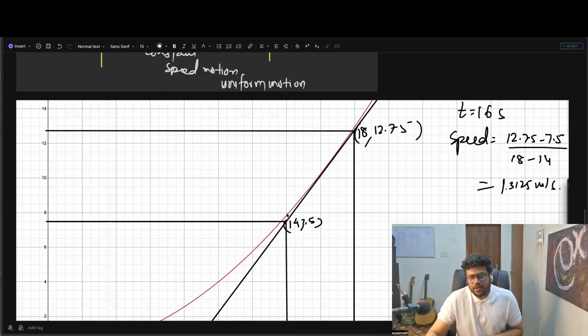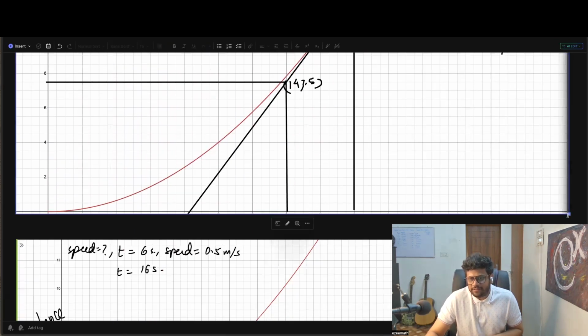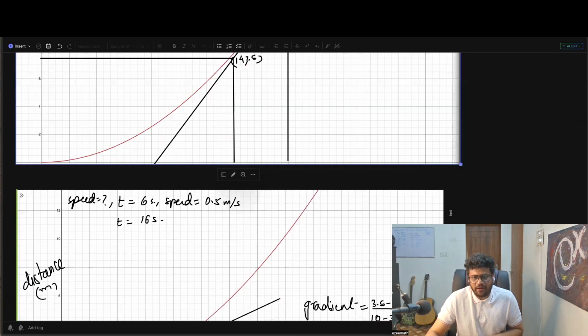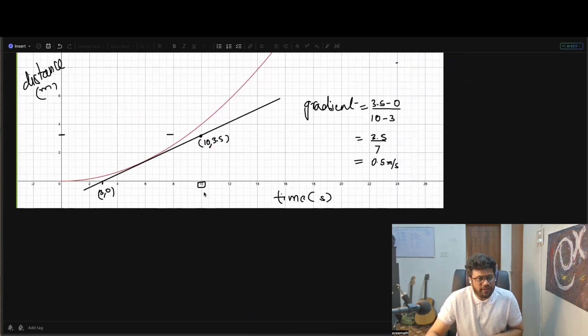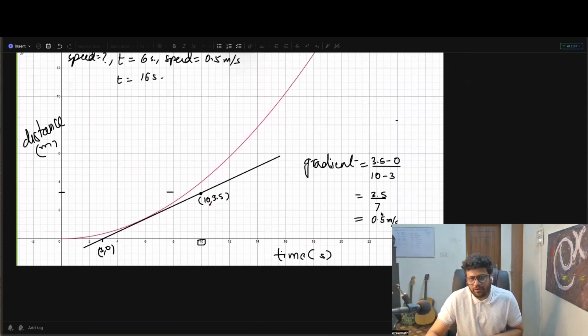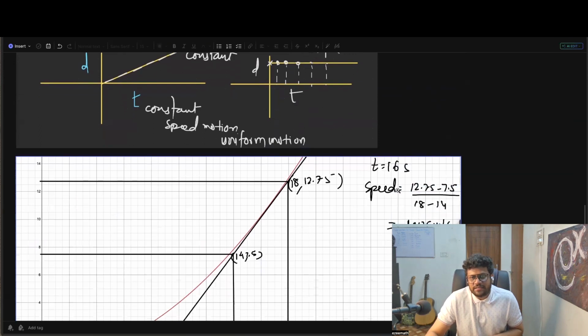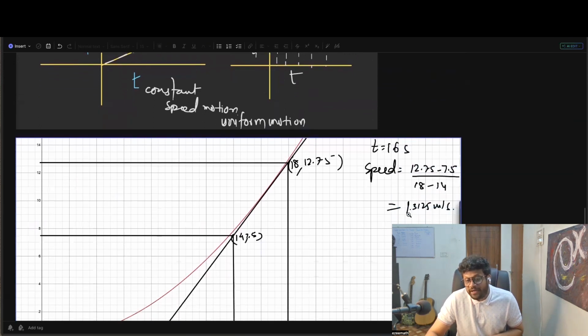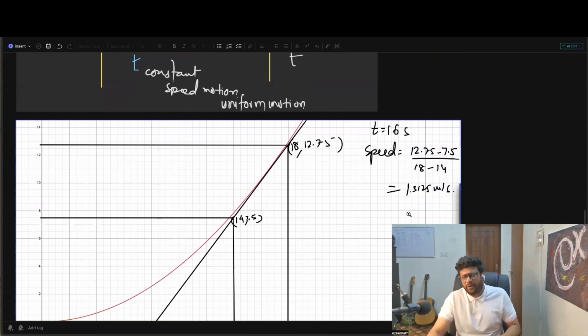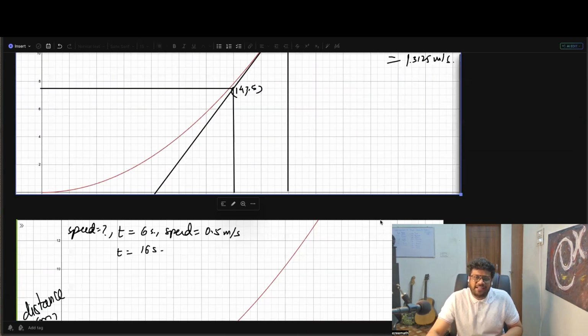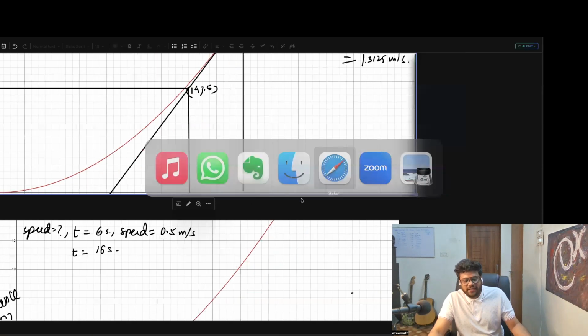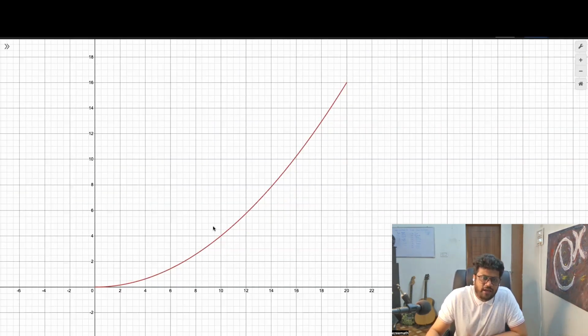There it is on the notes. Now, what I want you to see is the difference we have seen in the speed when we calculated it for different time values. When time was 6 seconds, the speed came out to be 0.5 meter per second. And when time was 16 seconds, the speed came out to be 1.3125, or 1.31 is good enough. Now you can actually see that the speed has almost tripled itself, from 0.5 to 1.31. I would say that change was actually visible in the curve itself.